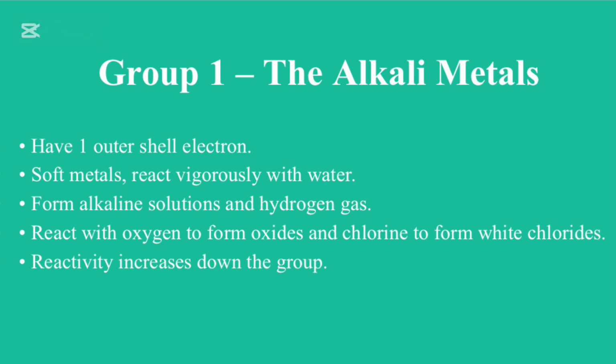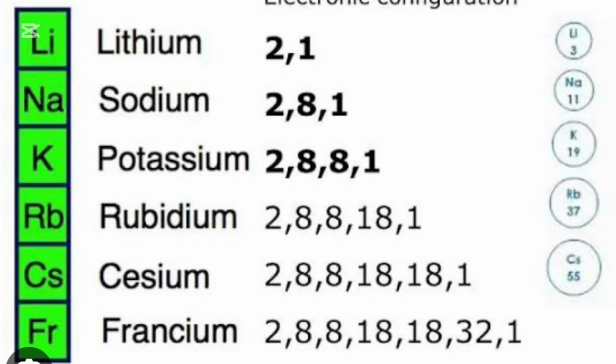Now the reactivity increases down the group, meaning as you go down group 1 metals, their reactivity increases. Here are the group 1 elements, which begin with lithium, sodium, potassium, rubidium, cesium, francium. Meaning as I go down the group, the reactivity increases from lithium down to francium, which means according to that statement, francium is the most reactive in that group.